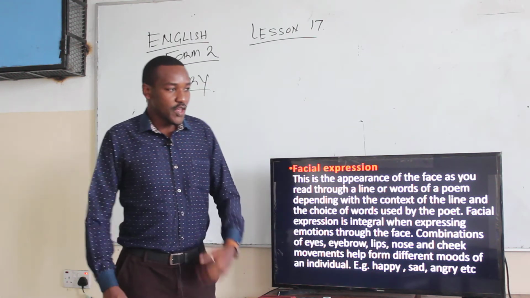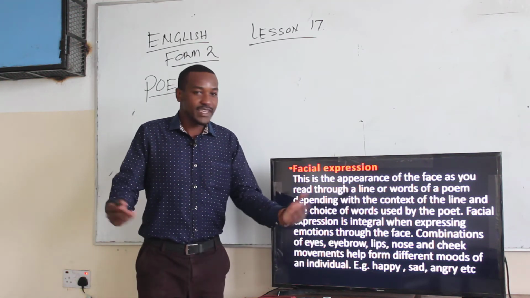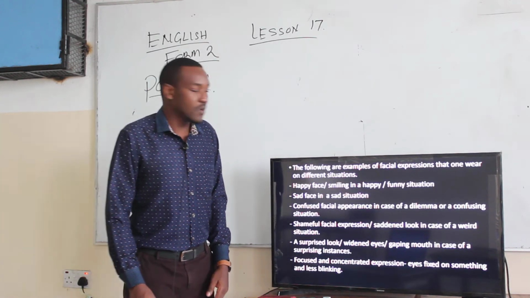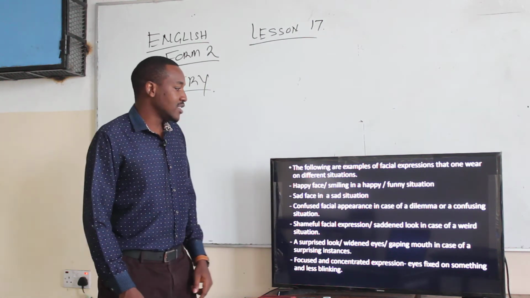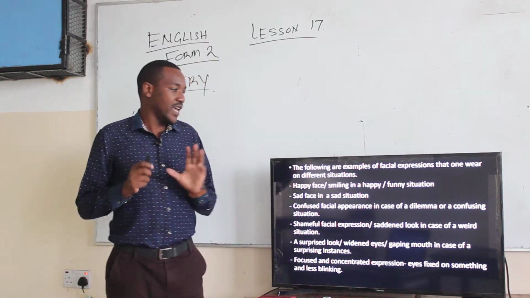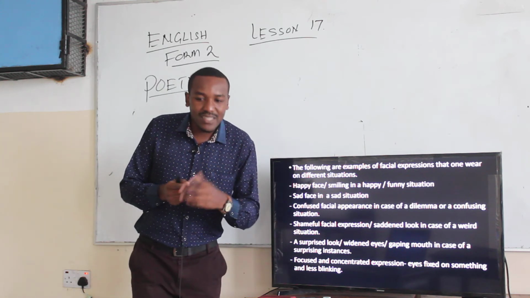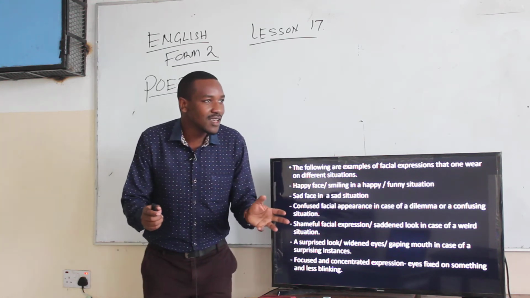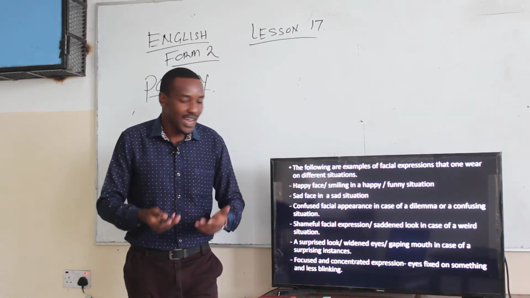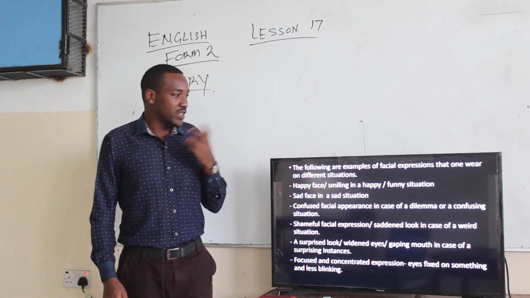And still, you are performing a poem. And there, as you perform a poem, there is a part of a line where probably you need to use facial expression. Now, let's look at some examples of the facial expressions that one wears in different situations. Like when you use a happy face, right? Or smiling in a happy or funny situation. So a happy face will show happiness. You're smiling, there's happiness in that environment, okay? And also maybe if a situation is funny, there we smile.